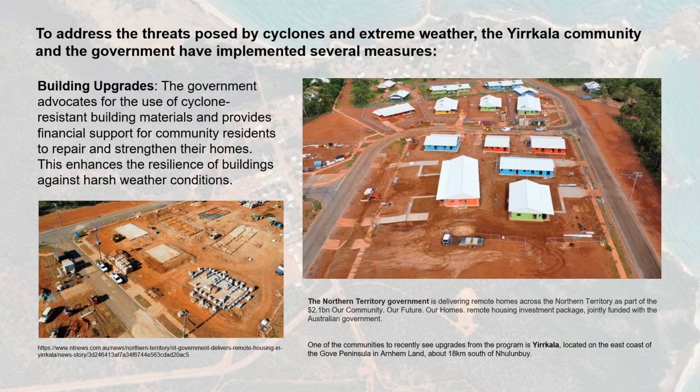To address the threats posed by colonisation and extreme weather, the Yirrkala community and the government have implemented several measures. In fact, after colonisation, various organizations applied for aid from Indigenous communities: the Yolngu communities in the Northern Territory, as well as national institutions such as the federal and state governments. In comparison, I examined the so-called support provided by different levels of authority.